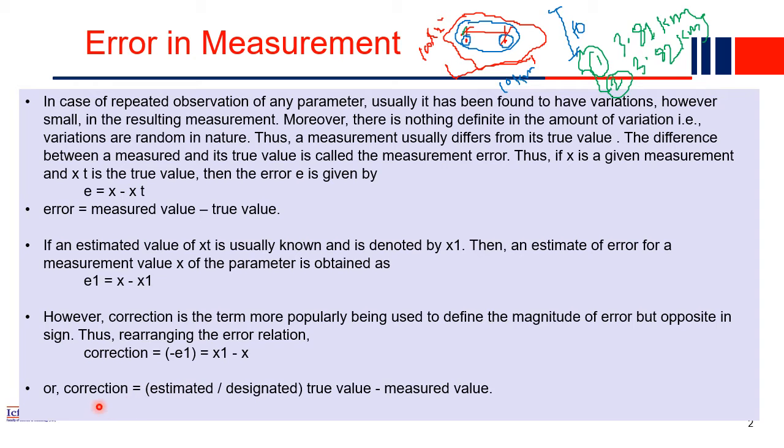So now you understand that whenever we make some errors, we have to quantify them and we have to correct the value. So correction will always be the true value minus the measurement which we have done in the field.